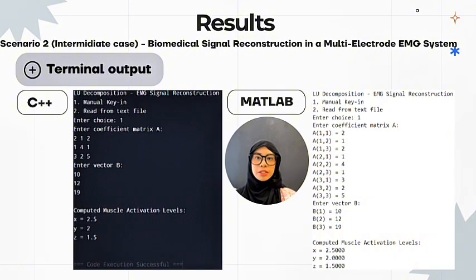The computed results are displayed as the muscle activation levels, where x equals 2.5, y equals 2.0, and z equals 1.5. These values represent the reconstructed muscle activation signals corresponding to the recorded EMG measurements. The same output is obtained using both the C++ and MATLAB implementation, confirming the correctness and consistency of the algorithm.